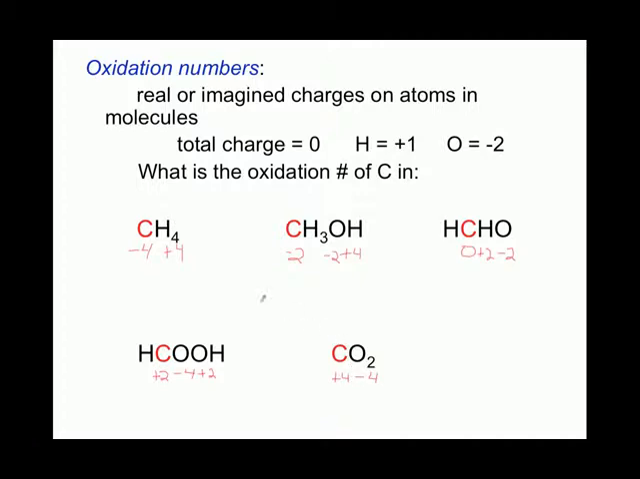So what we see is that carbon can go from a low of negative 4 to a high of positive 4. And this is the gamut of charges that carbon shows within these compounds. Basically, what we wind up doing is oxidizing a carbon atom as we go from one functional group to another. All right, now on to functional groups.